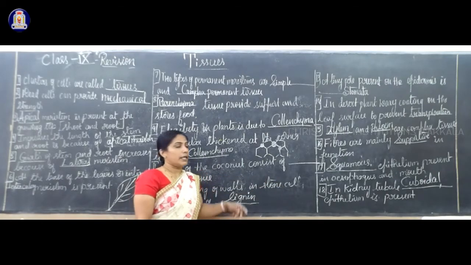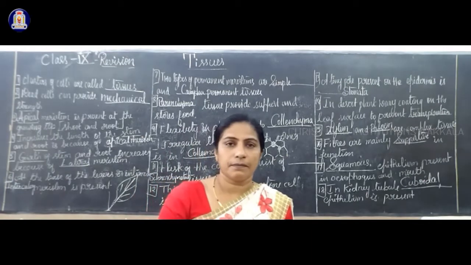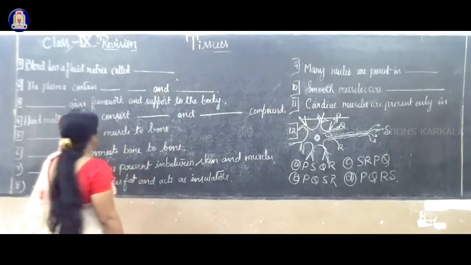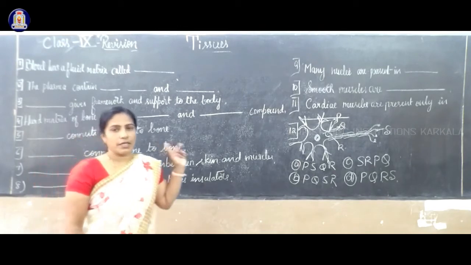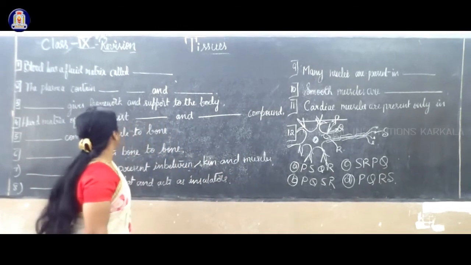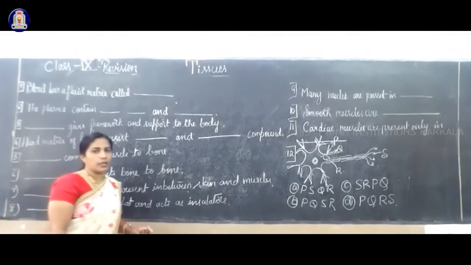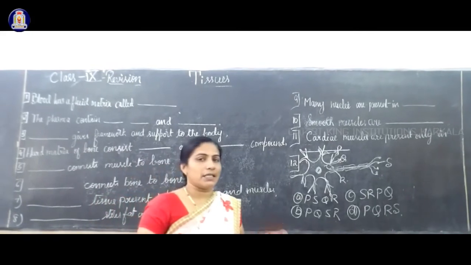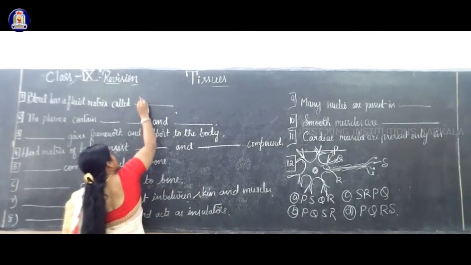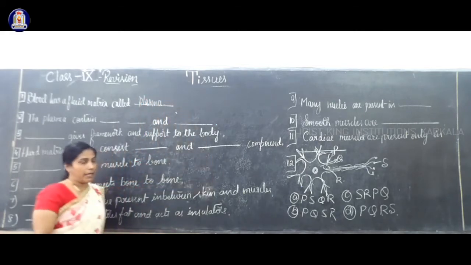Next one, connective tissue. We'll go through a few fill in the blanks questions. You can continue with that same one mark question. Now blood has a fluid matrix. We know that blood is a liquid. It consists of a fluid matrix called dash, that is plasma. Plasma is a liquid matrix.